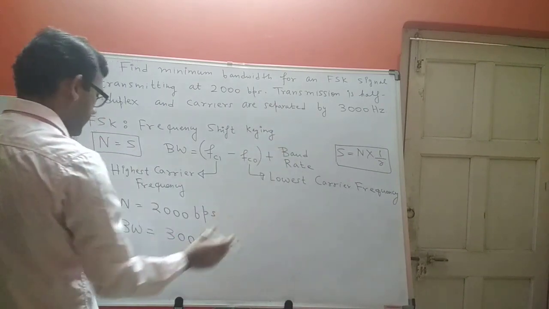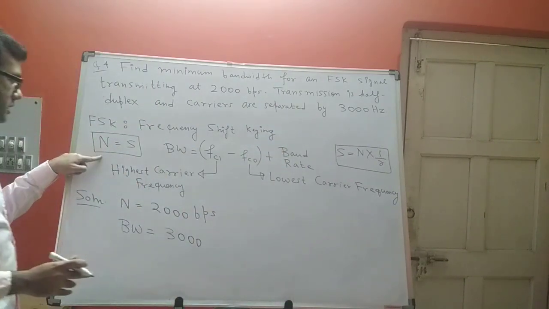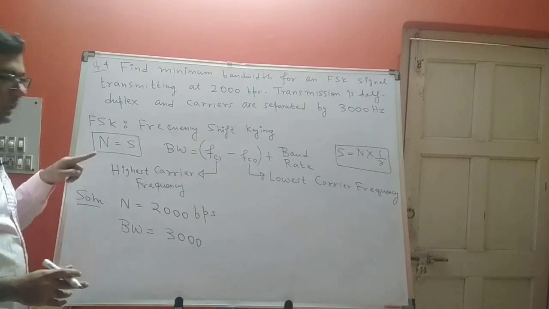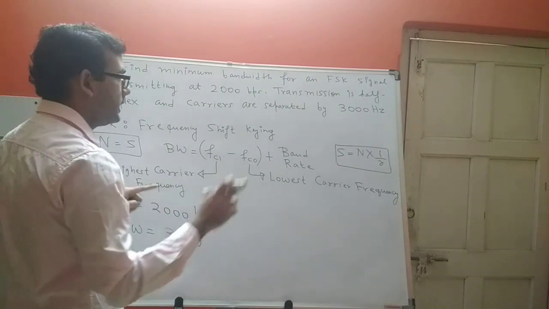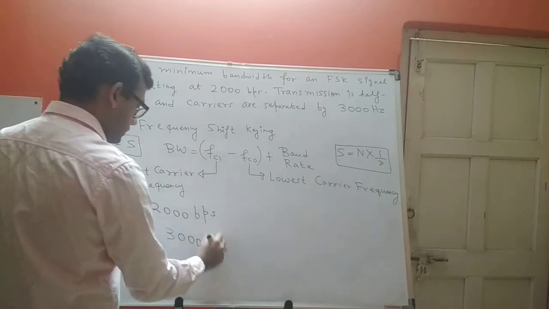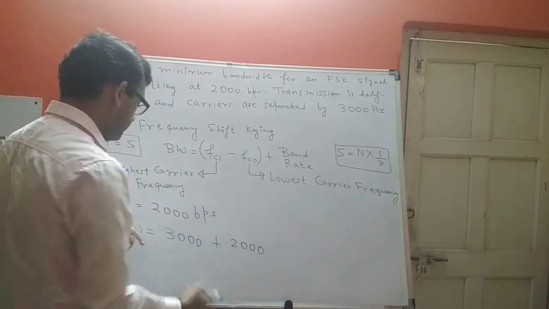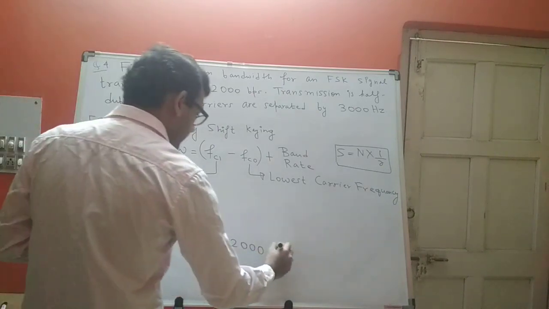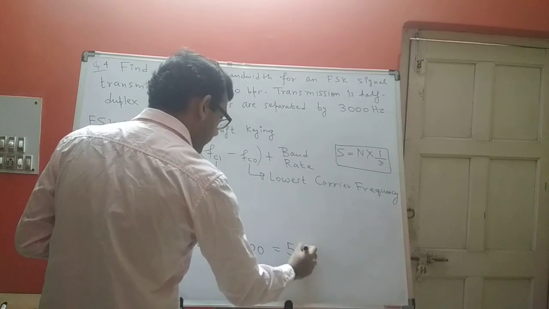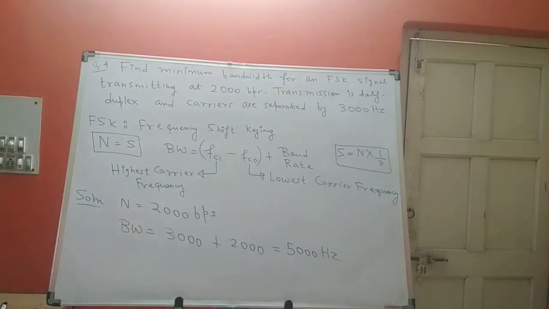And what is the baud rate? The baud rate has not been given to me, but I know from this relation that the bit rate is same as the baud rate. From this relation, I can conclude that the baud rate is same as the bit rate, which is 2000. So my baud rate is 2000 signals per second. Now, if I add these two, what do I get? I get 5000 hertz. Okay, so this is the minimum bandwidth for an FSK signal asked in this question. I'll take up another question.